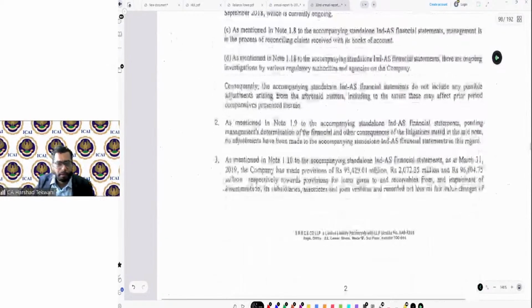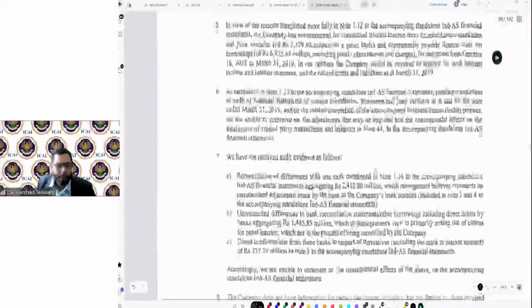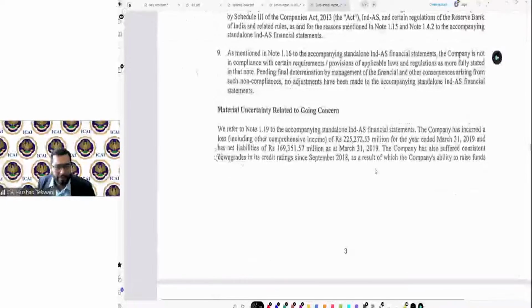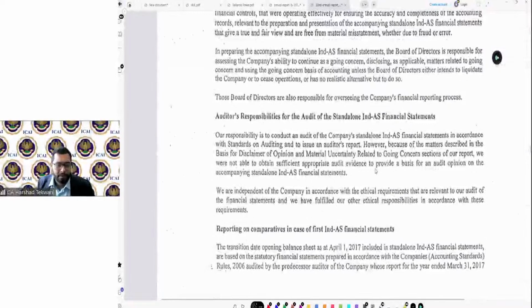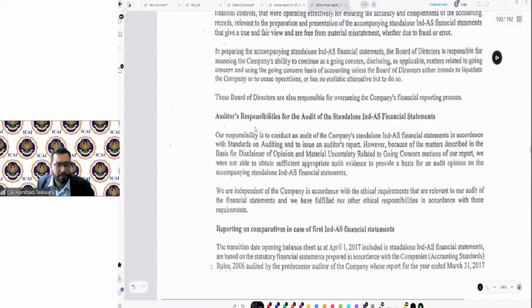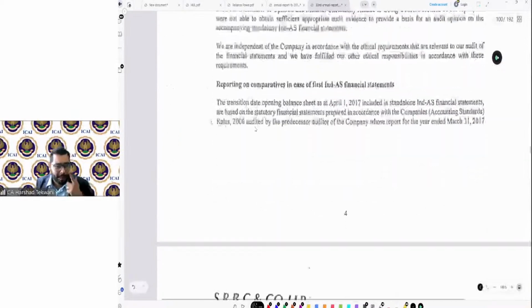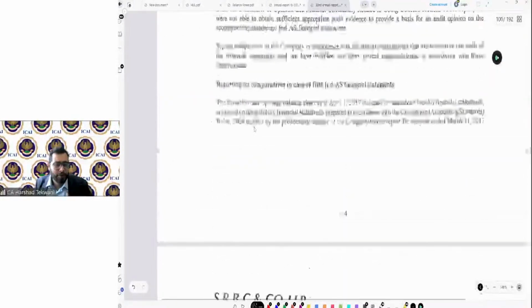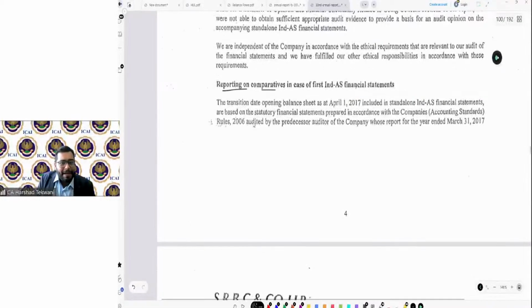So what is the disclaimer of opinion? What was the issue? What was not obtained and everything? If you see in this audit report, there are no key audit matters specified. Plus, there is something I want to show you, that is reporting on comparatives in case of first Ind AS financial statements. So they are just bringing out the reporting when there was a change from AS to Ind AS, how the company was reporting.